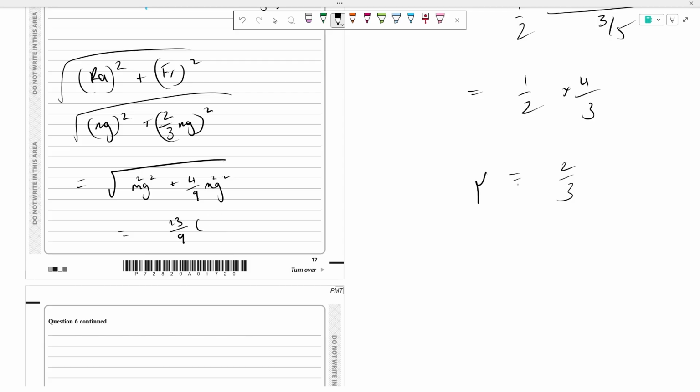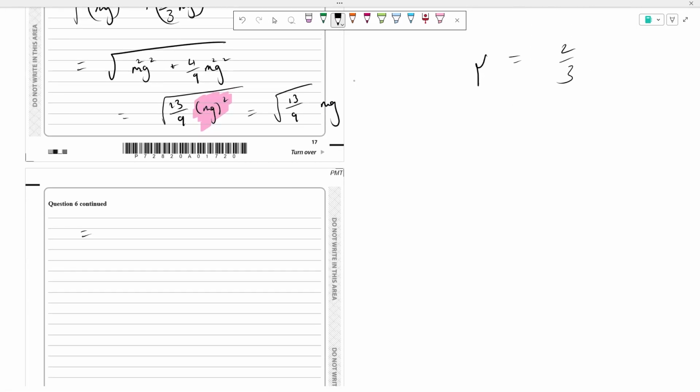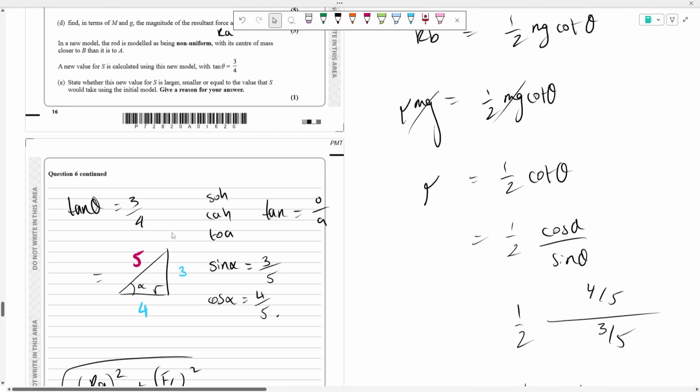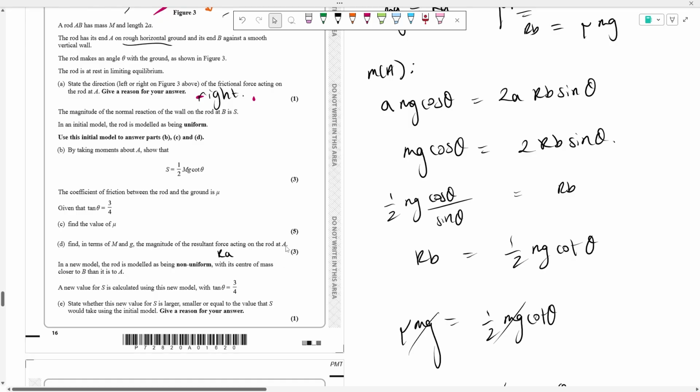And I'm actually going to put this as brackets like so. And this is going to be the same thing as square root of 13/9 times by mg, because this part gets square rooted as well. So I'm just going to write this as mg outside the square root. And then if I decide to simplify this a bit more, this is going to be root 13/3 mg. Okay, I think this is a nice way of writing it. Looks clean, and that's easy again, 3 marks.